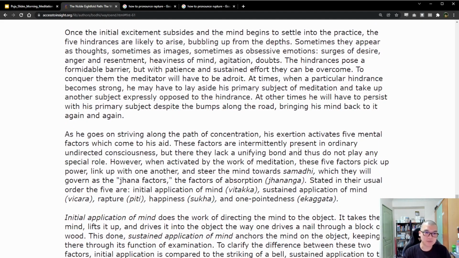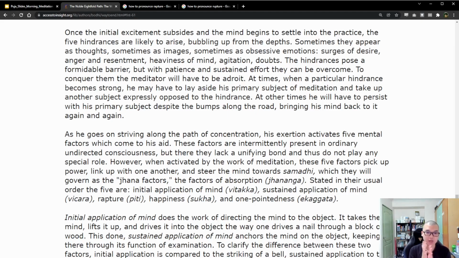Once the initial excitement subsides and the mind begins to settle into the practice, the 5 hindrances are likely to arise, bubbling up from the depths. Sometimes they appear as thoughts, sometimes as images, sometimes as obsessive emotions, surges of desire, anger and resentment, heaviness of mind, agitation, doubts. The hindrances pose a formidable barrier, but with patience and sustained effort, they can be overcome. To conquer them, the meditator will have to be adroit.